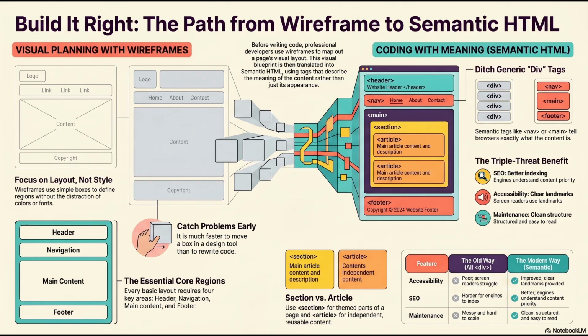Right, compared to a wireframe where if you realize your sidebar is on the wrong side, you just click the gray box and drag it to the other side of the screen. It takes 2 seconds. Planning first guarantees a clean, maintainable structure when you finally start typing.